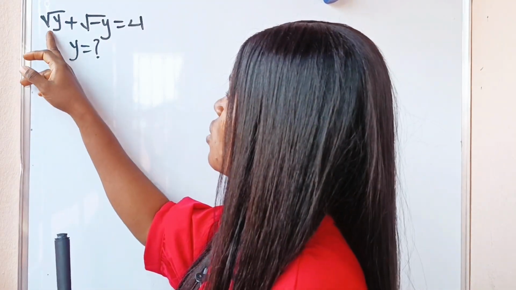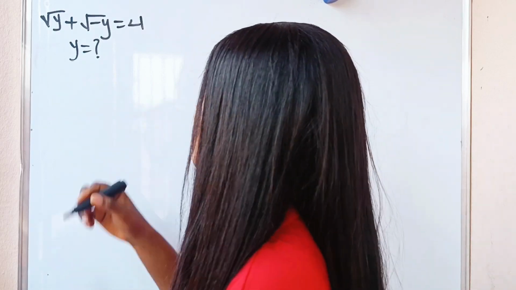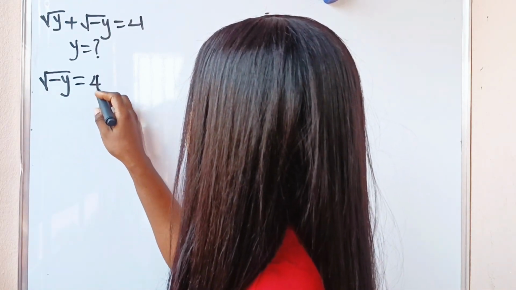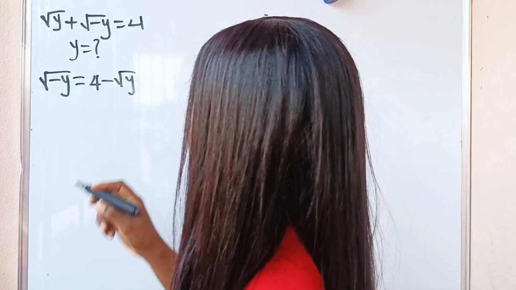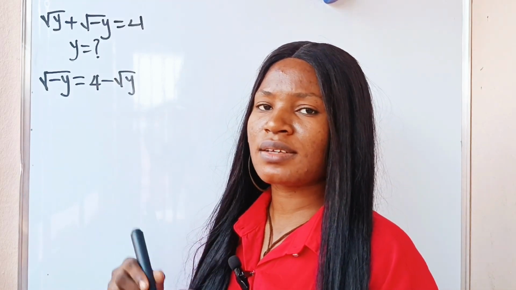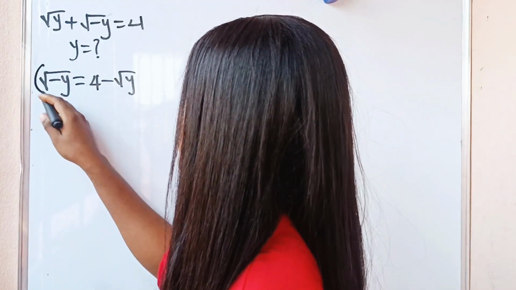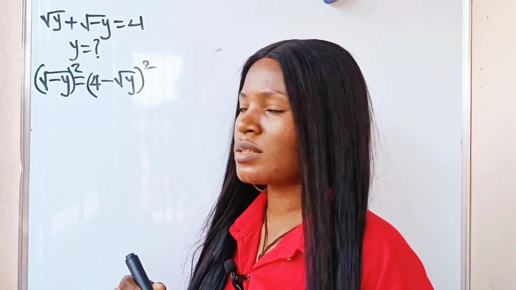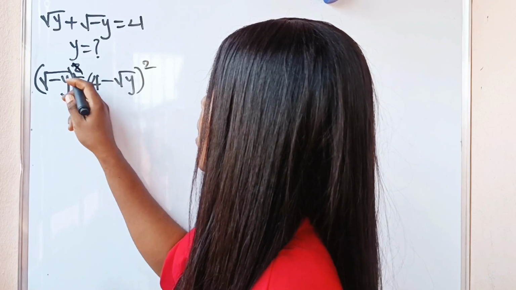So I want to transfer this root y to the other side of the equation. If I do that, I will have root minus y is equal to 4 minus root y. All right, now let's square both sides of this equation. So it's going to be this squared multiplied by this squared. Now this, we cancel this, right?